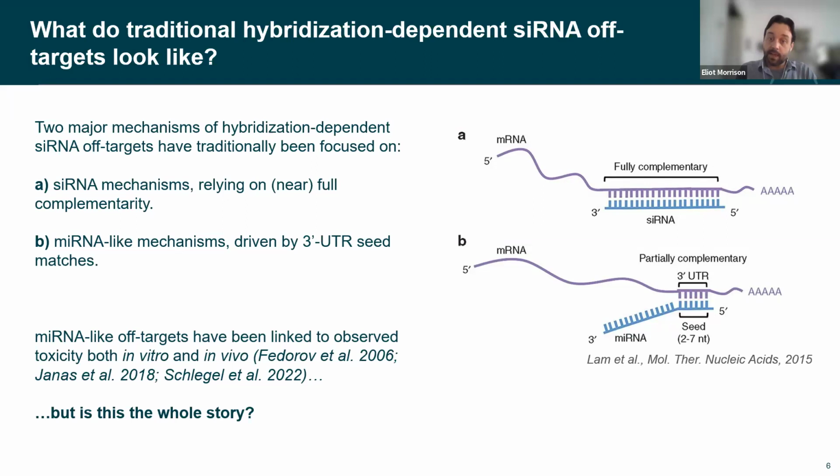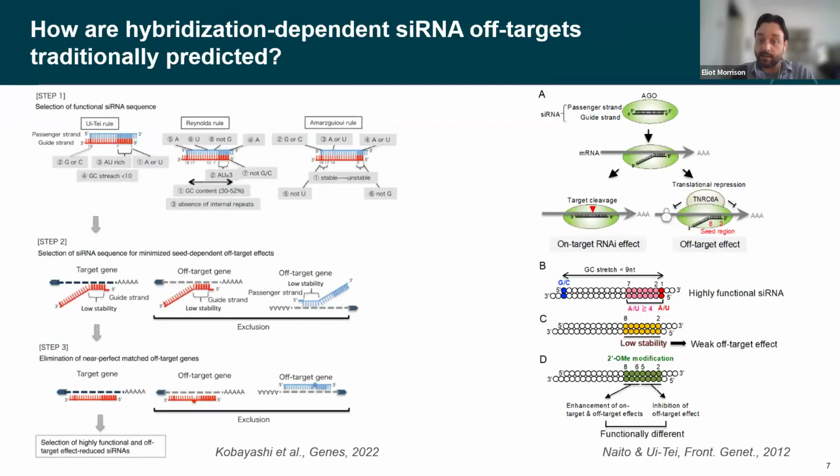So I mentioned that predicting in silico off-targets is nothing new, and in fact there are many very good publications out there, open source algorithms to predict off-targets. These are just two examples I'm showing.